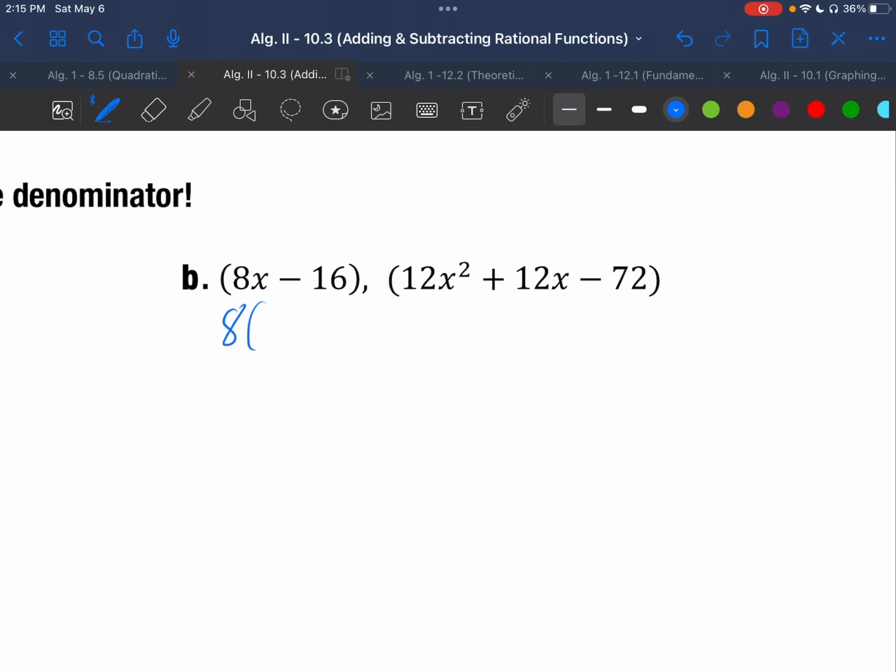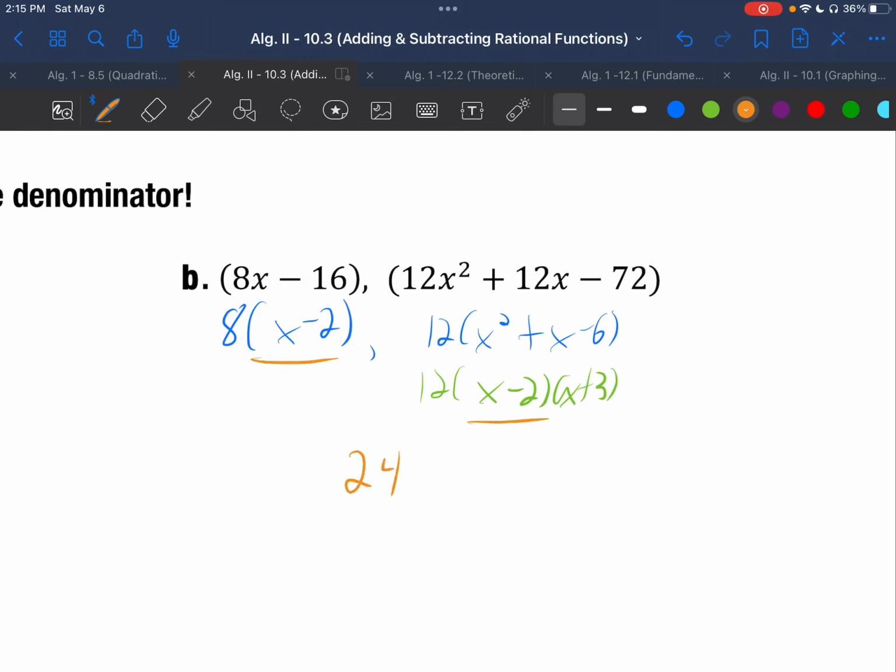First part factors an 8 out, and you have x minus 2. Second part, you can factor a 12 out, left with x squared plus x minus 6. And it can factor into 12 times the quantity x minus 2, x plus 3. And you say, okay, well, 12 and 8, the least common multiple of those two numbers is 24. X minus 2 and x minus 2, well, least common multiple is x minus 2. And nothing with x plus 3, least common multiple is x plus 3. So our entire least common multiple is 24 times x minus 2 times x plus 3.